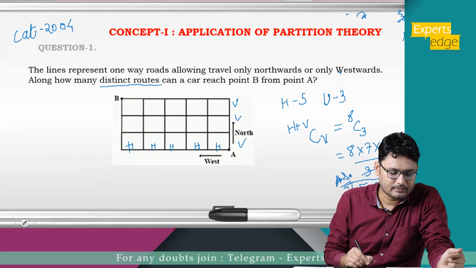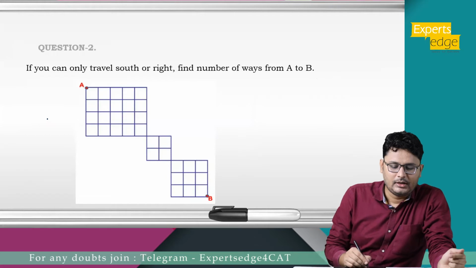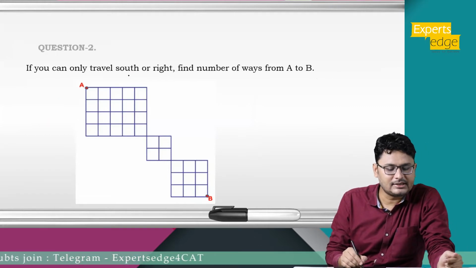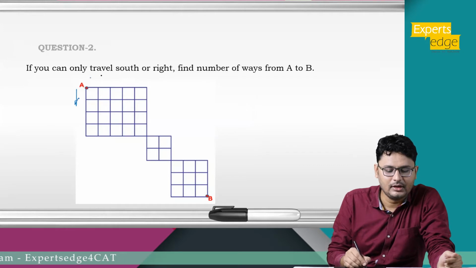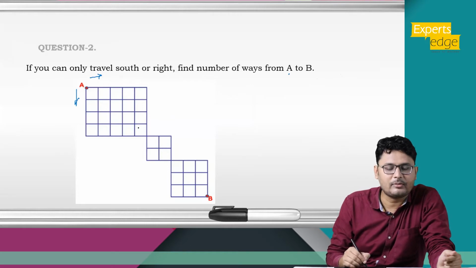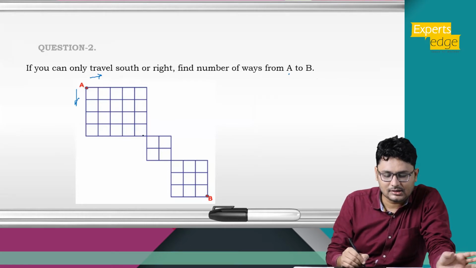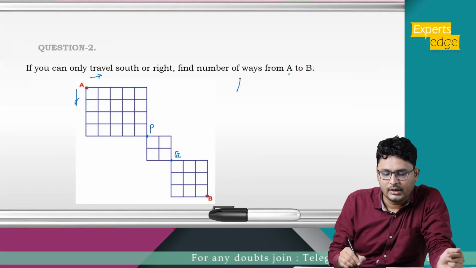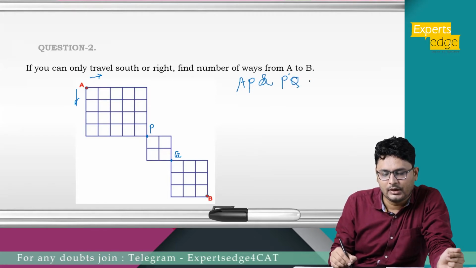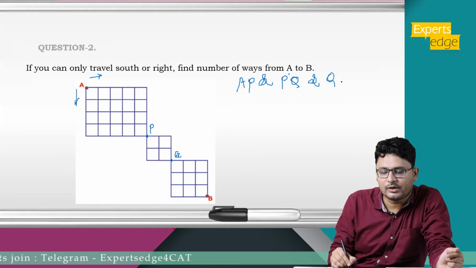Let's move to the next question. What is it asking? If you can travel only south or to the right, either you can go down or right, find the number of ways of going from A to B. I need to go from A to B. If you can see, these are the 3 squares. Let's say I mark some points in between. This junction I call P, and this junction I call Q. I'll first go from A to P, then from P to Q, and then from Q to B. This will be my route.